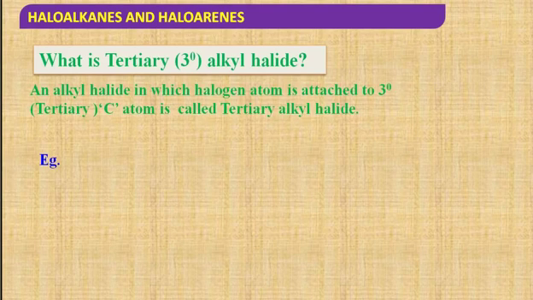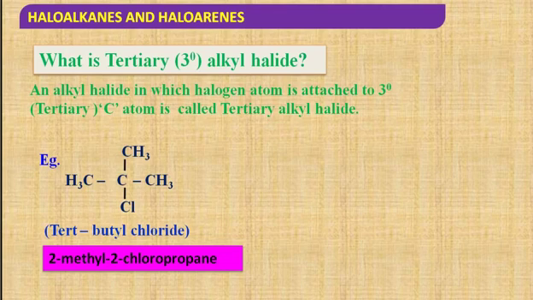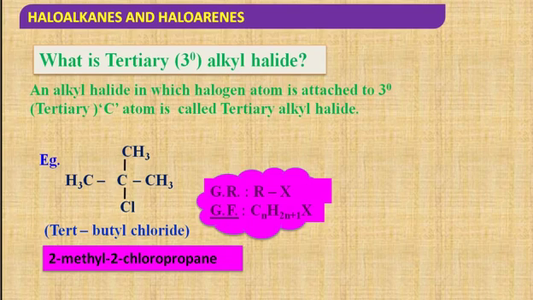And in case of tertiary alkyl halide, the halogen atom is attached to a tertiary carbon atom. For example, tertiary butyl chloride or 2-methyl-2-chloropropane. So here chlorine is attached to a tertiary carbon atom. Now the general representation of alkyl halides is RX and the general formula is CnH2n+1X, where X is a halogen atom: fluorine, chlorine, bromine, iodine.